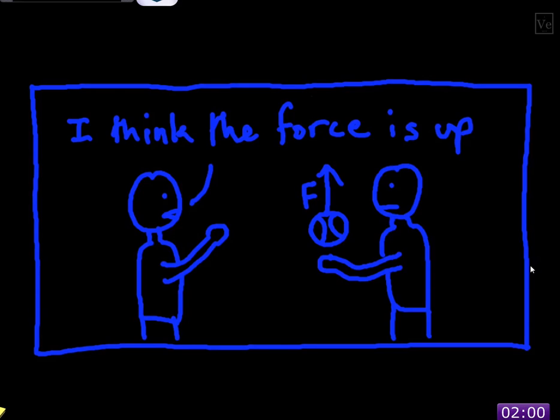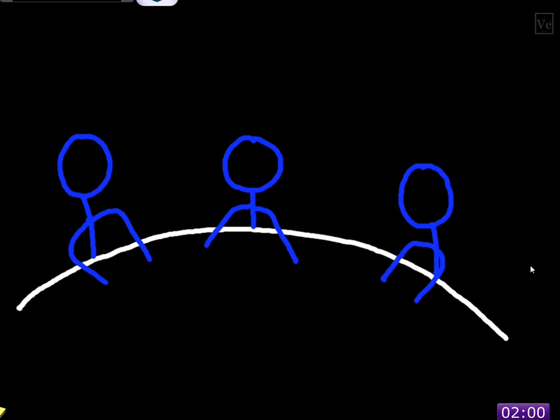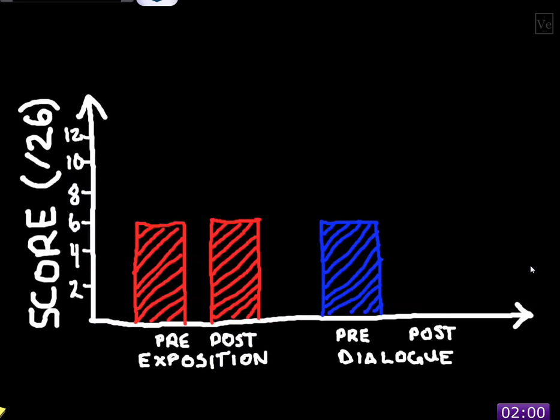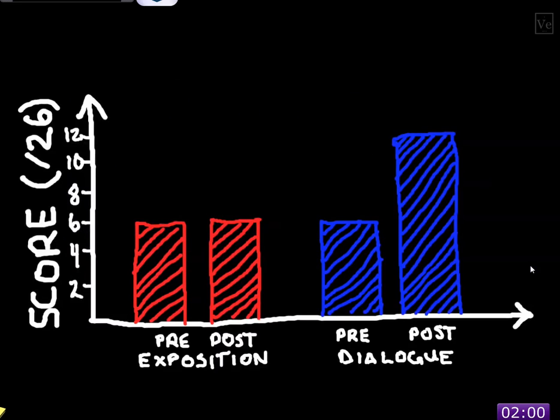He then discussed with the other dialogue participant why the misconception didn't work and how the scientific idea differed. In interviews with students who watched this video, no one used the words clear, concise, or easy to understand. Most often, they said it was confusing. But on the post-test, the average score nearly doubled to 11 out of 26.